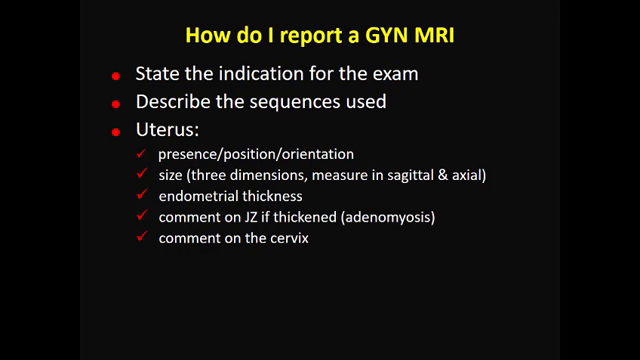In the uterus, presence, positional orientation, you have to really state that. Size in three dimensions is very important because sometimes they decide on the approach. Endometrial thickness, obviously. Comment on the junction zone, if it's thickened or not, presence of adenomyosis, and comment on the cervix. Ovaries, obviously, presence, size.